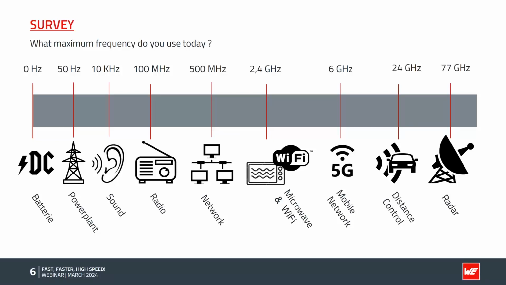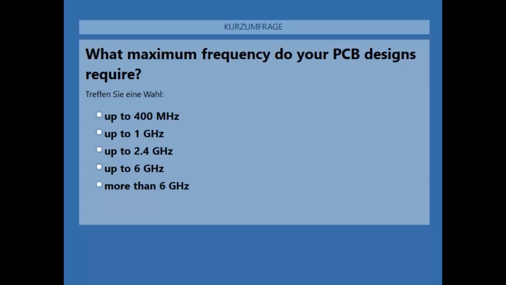Okay, here we are. I start the poll, and you should see a blue screen with 5 possible answers. Please choose one of them. So what maximum frequency does your PCB design require? Up to 400 megahertz, up to 1 gigahertz, and so on. Or last answer, more than 6 gigahertz.